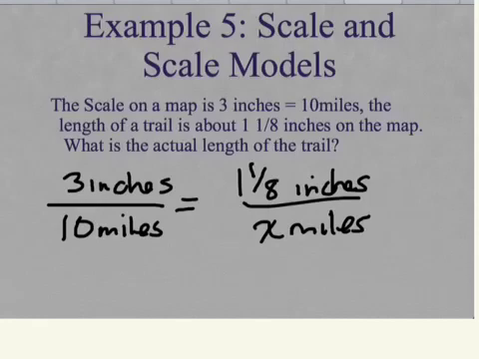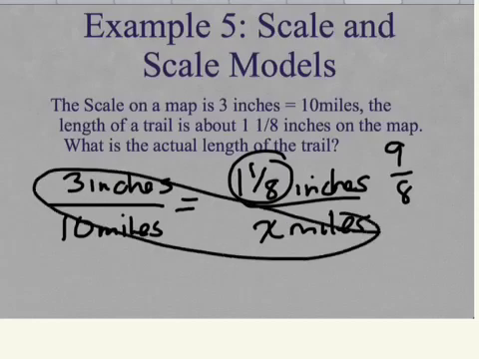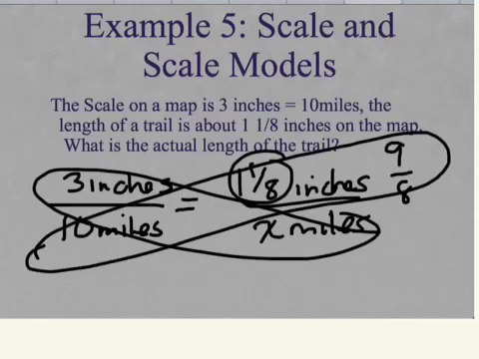Now that our proportion is set up, it should be pretty simple to deal with this. However, this fraction might be troubling some people. If you'd like, you can write 1 1/8 as an improper fraction so that we are left with 9/8. That might be a little bit easier to deal with. Let's try that. So I know that the product of these two must equal the product of these two. So I'm going to write it as I know, 3 times x, or 3x, is equal to 10 times 9/8.